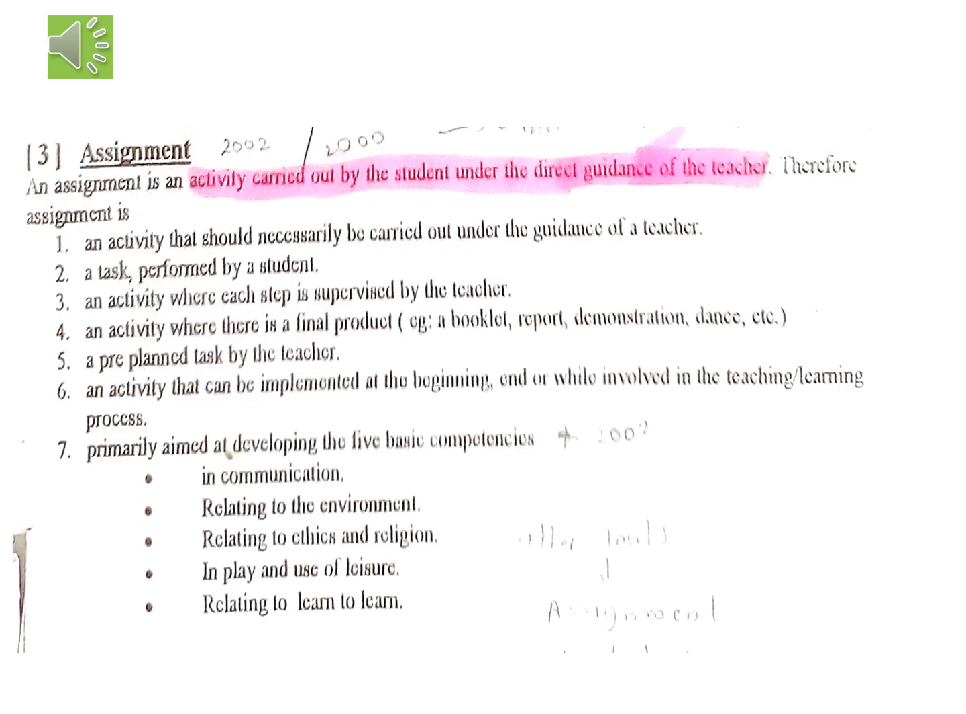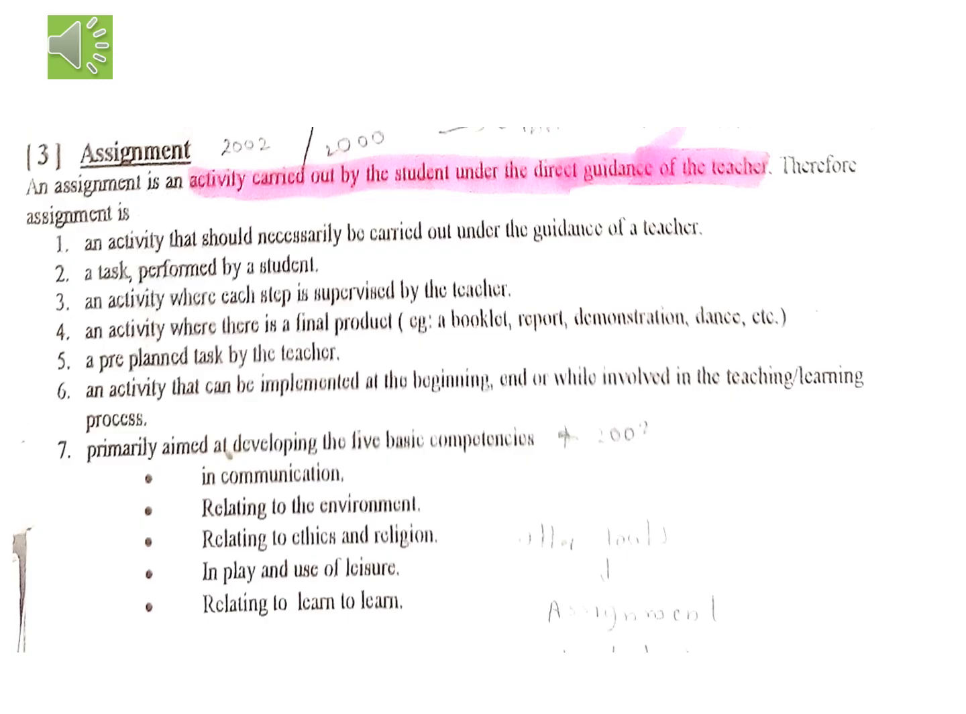An assignment is an activity that can be implemented at the beginning. We can give an assignment before we start the lesson or at the beginning of the lesson. At the end, after the lesson, also we can give an assignment. Or while, that means during the lesson. During the learning teaching process also, we can give them an assignment. So pre, while, post. In those 3 stages, we can give assignments. While involved in the teaching learning process.